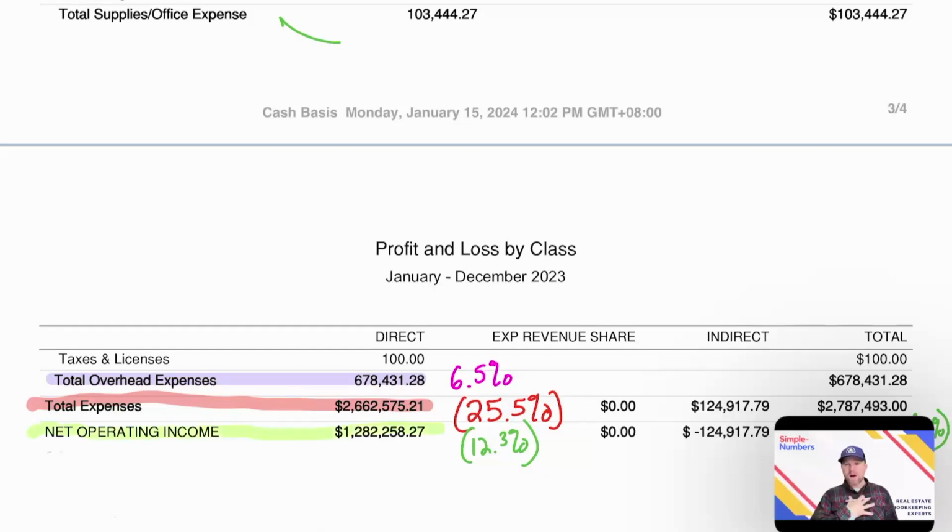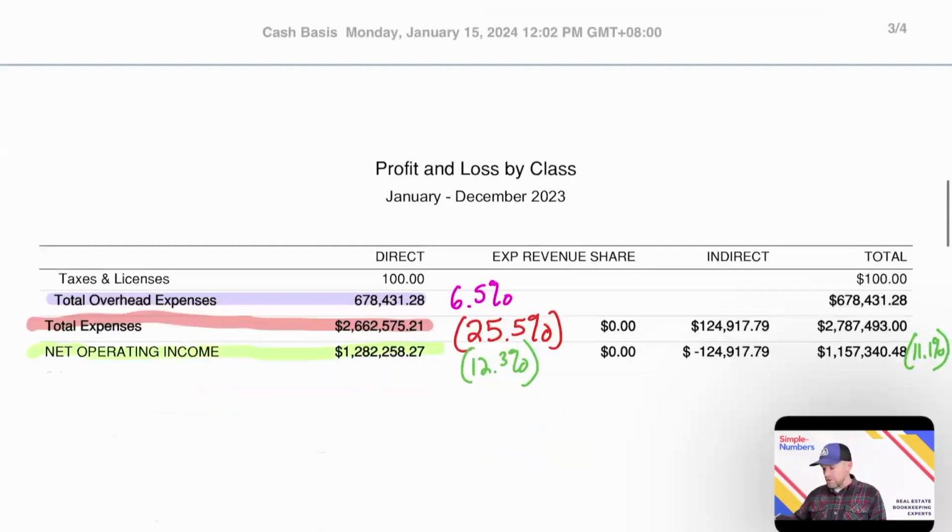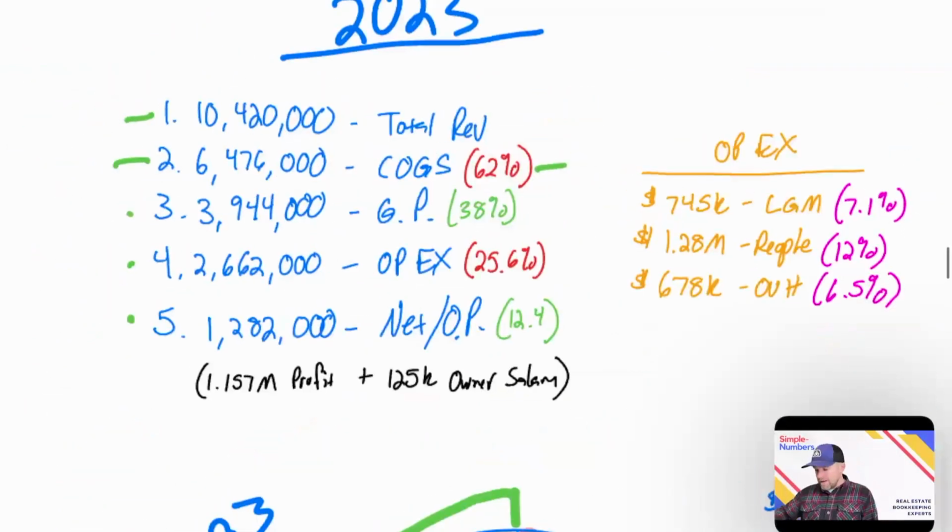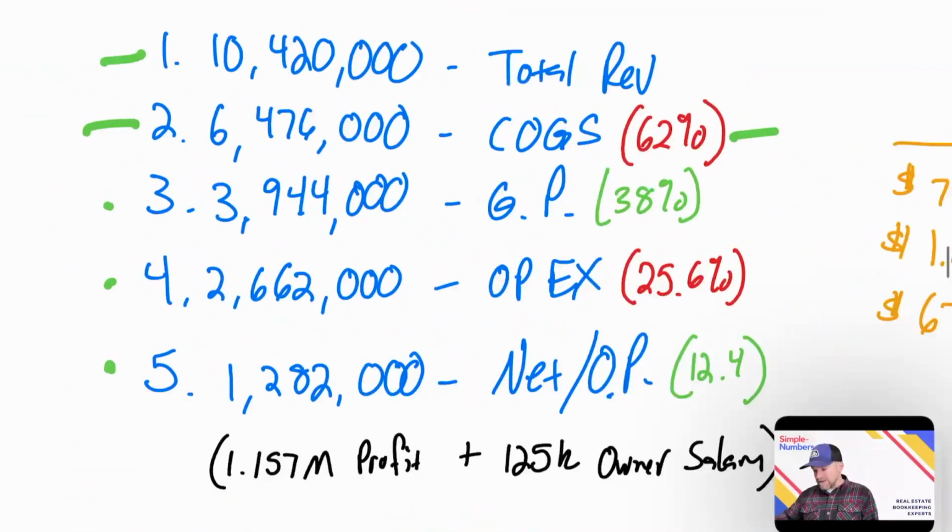Now we call these the simple numbers, the 5 simple numbers. That's why we're called simple numbers. These are the 5 sections or simple numbers of your P&L. But number 1, you got to make sure your P&L is set up this way. Number 2, you got to understand your 5 simple numbers. So when I'm doing a P&L review, that's the first thing I do. What are my 5 simple numbers?